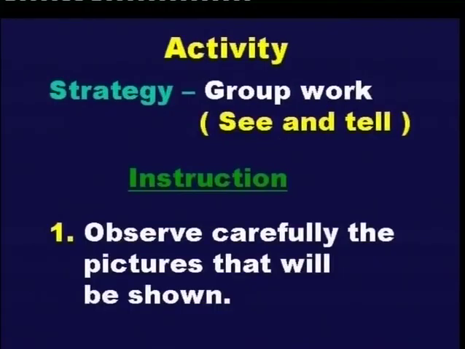Now, our activity for this lesson, class and the receiving students, I'd like you to take note. Our strategy is group work, and we are going to be using what is called see and tell. First instruction says you are to observe carefully the pictures that will be shown. Very shortly, I will be showing some pictures, and you are to observe those pictures very carefully to see whether they show one of those four machines that we will be looking at in this lesson.